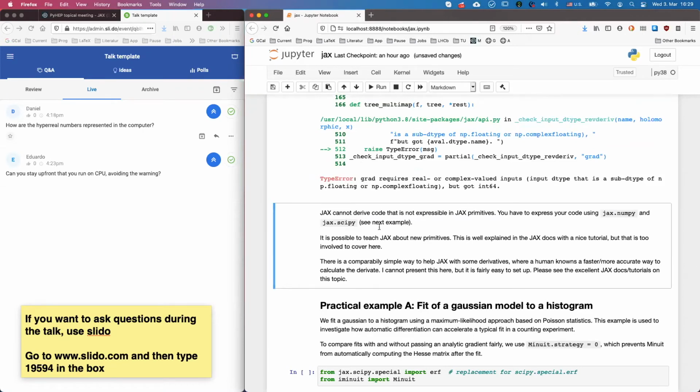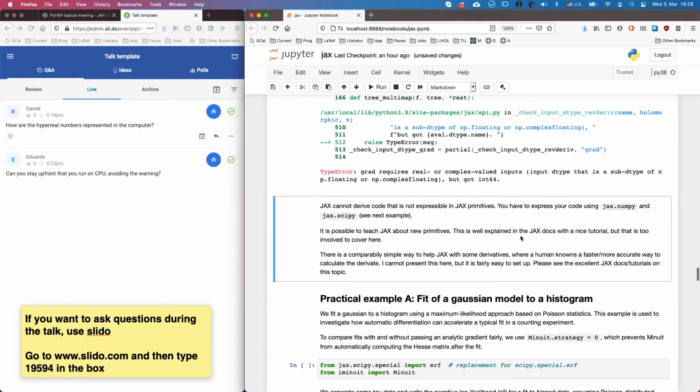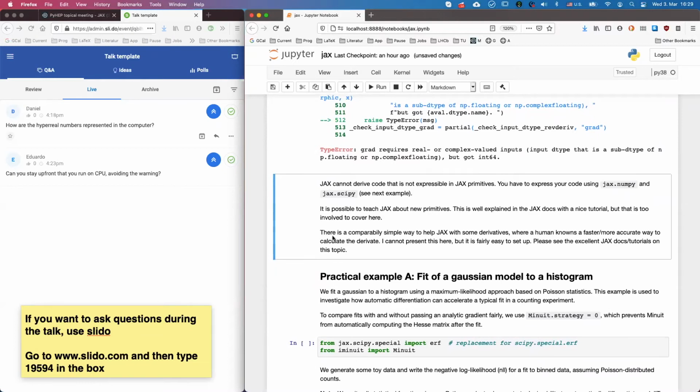So there is a way actually to teach JAX about new primitives. So if I have some function where I know the derivative of, I could in principle teach JAX about it. But this is too complicated, I think, to cover here. But it's explained in the docs, and there's also a tutorial about this, so I will not cover this. This is really, I don't know, the expert level, I would say.